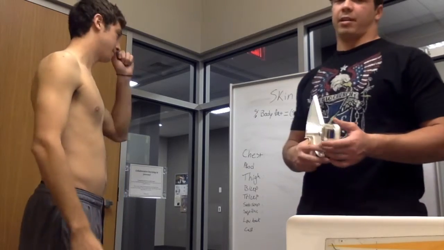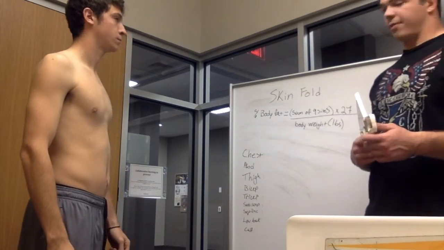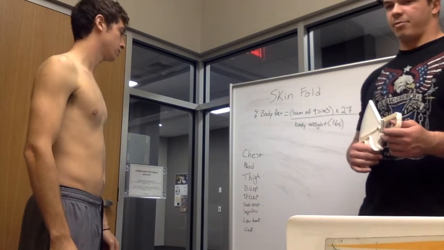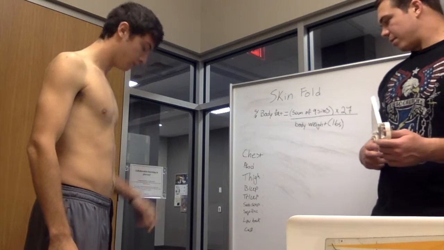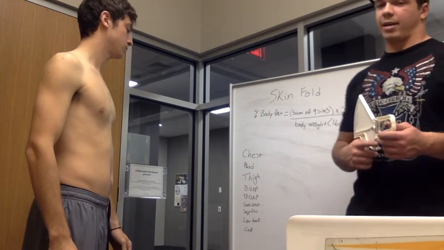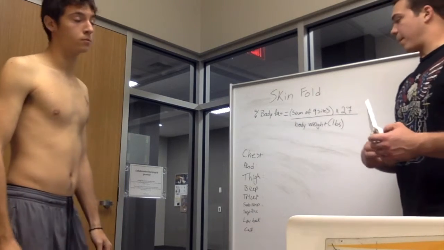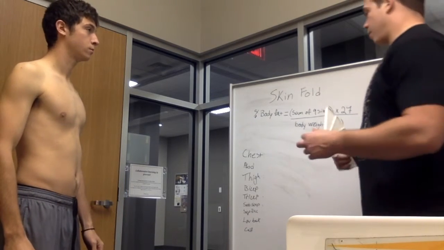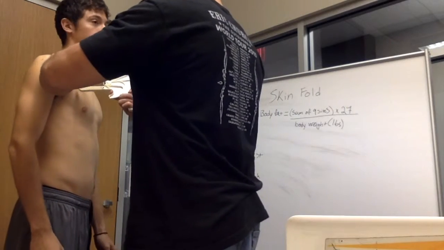Okay. Alright, the skin fold technique is to measure the percent of body fat. You want to use the sum of 9 sites, which are the chest, the abdomen, the thigh, the bicep, the tricep, the subscapularis, the suprailiac, the lower back, and the calf. You multiply that by 27 and divide all of that by body weight in pounds. When you're measuring them, you want to pinch the chest.